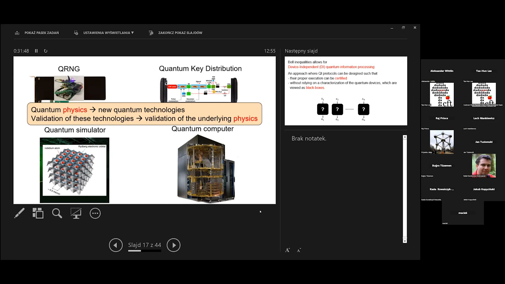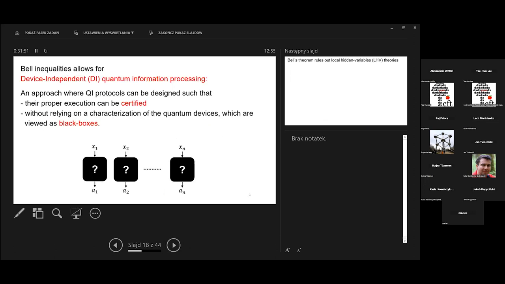Okay, so given what I said, it may come as a surprise that you can actually test quantum devices in a fully black box way, which is what Bell inequalities allow you to do. And I should stress that if you take a given quantum information protocol, usually you cannot test it in a black box way if it has not been designed from the beginning to have this device independent property. Most protocols that are implemented today, like QKD, for instance, do not have this device independent property, but you can introduce alternative versions of such protocols for which you can do the certification.